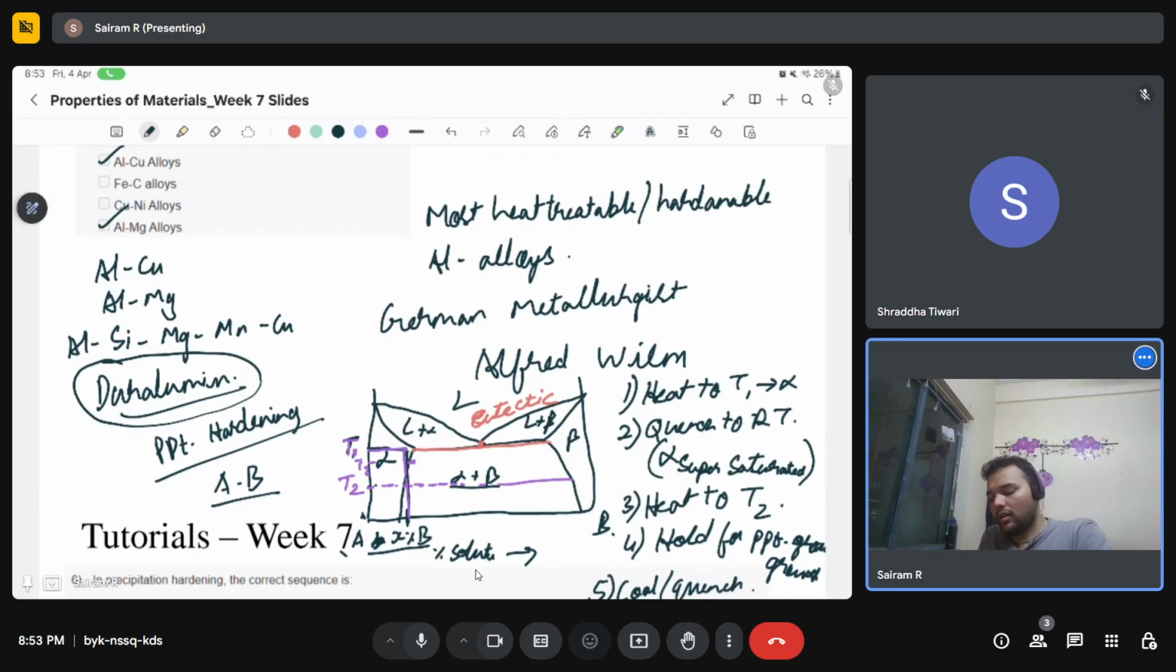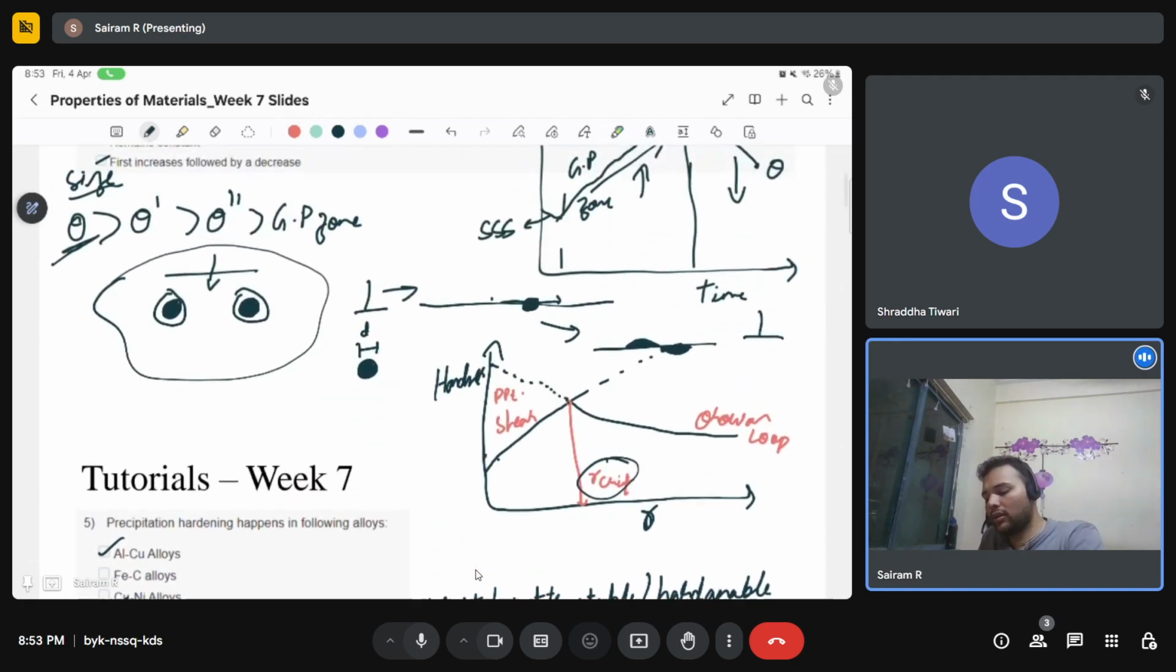discuss how did they start understanding about the precipitation hardenability in aluminum alloys? So way back in the day, researchers knew a few facts very well.